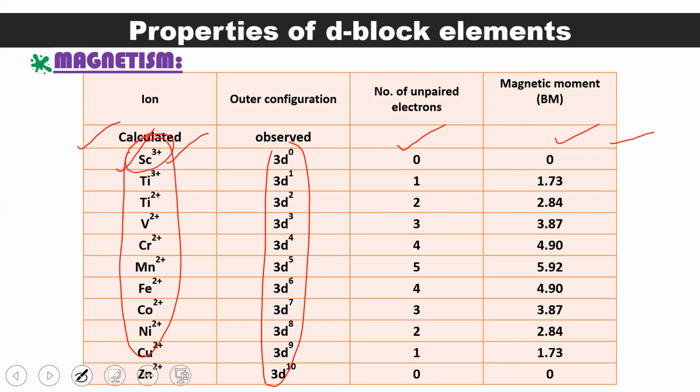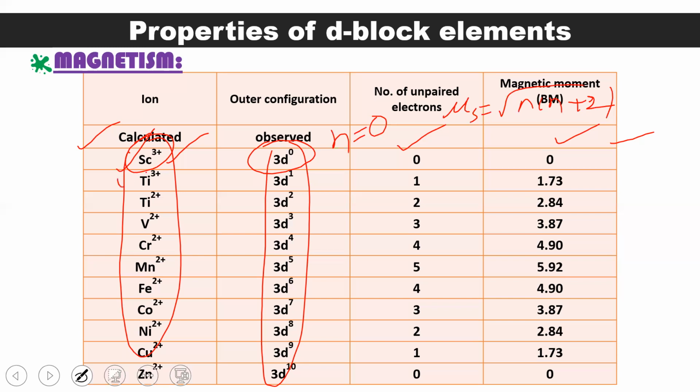If you observe scandium in the +3 oxidation state, scandium has a d0 configuration. In the d orbital, there are no electrons present in the +3 stage for scandium. So what is n? n means the unpaired electrons present in a particular ion, element or compound. Here no electrons are present, so n becomes 0. Then substitute the n value in the magnetic moment formula. What is the formula? Mu s is equal to under root n into n plus 2.